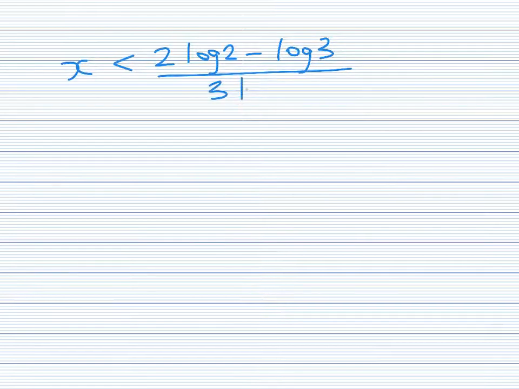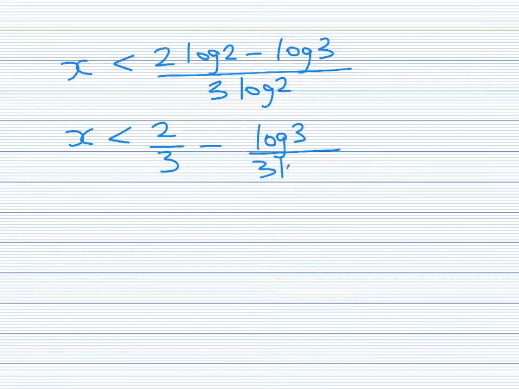Sorry about the background noise. Now I would have given you full marks if you'd got it to that point, but other nice ways that we can write this include the following. So don't switch off the video because there's some useful stuff coming in here. So we could write it as 2/3 minus log 3 over 3 log 2. So that would be fine.